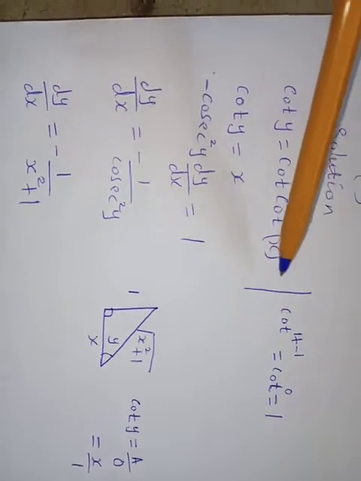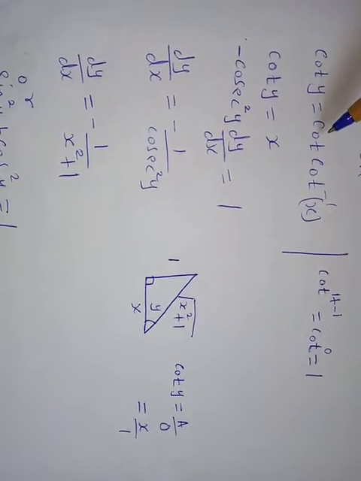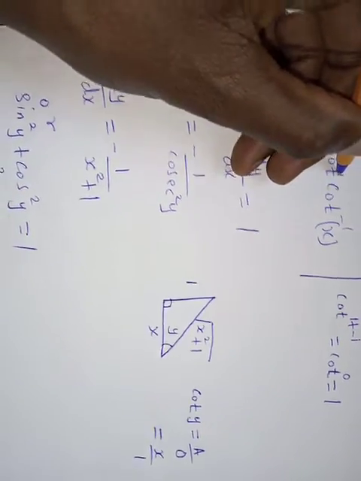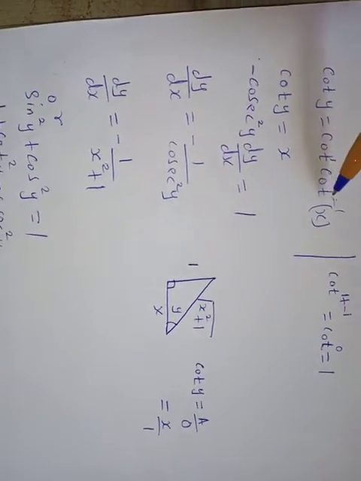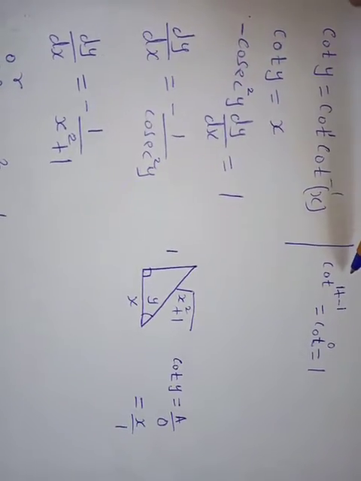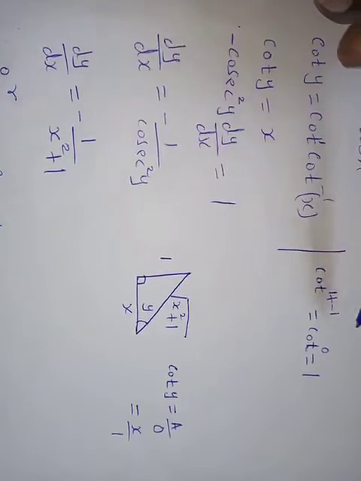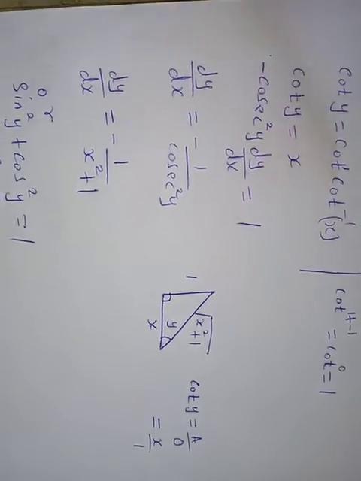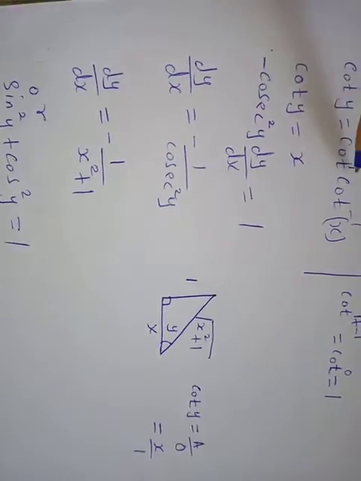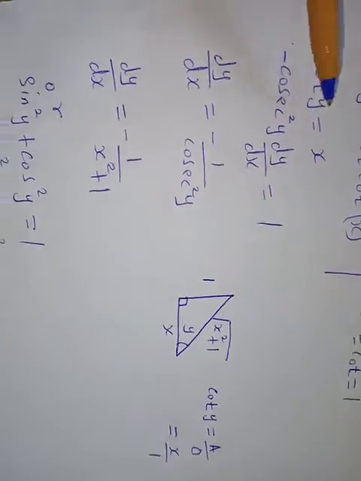Using the laws of indices, we find that cot times cot inverse is the same as cot power 1 times cot power -1. Because we are multiplying, we add the indices. So 1 plus -1 is cot power 0, which is equal to 1, since any number to the power 0 is equal to 1. Then we are left with 1 times x, which is equal to x. So cot y is equal to x.